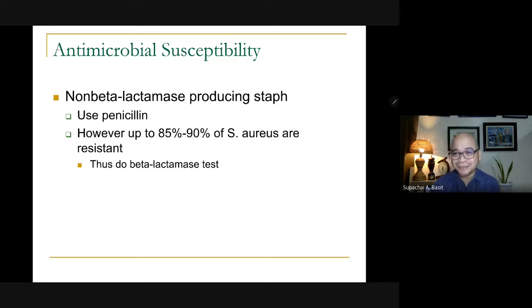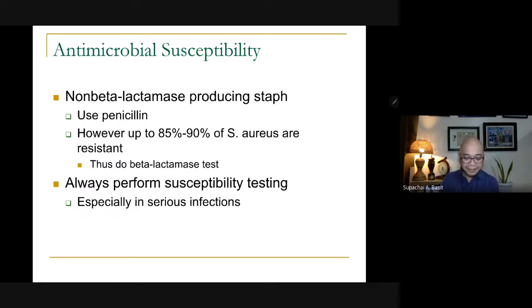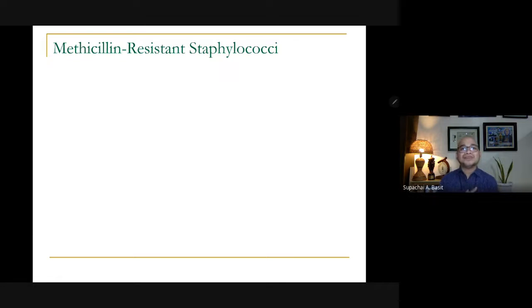If Alexander Fleming is still living until now, he will be sad because the antibiotic that he discovered back in 1928 is no longer effective against the majority of Staphylococcus because of the ability of the organisms to produce beta-lactamase. Therefore, we do the beta-lactamase test. And take note also that we always perform susceptibility testing, especially in serious infections. Because nowadays, our concern would be the MRSA or the methicillin-resistant staphylococci.